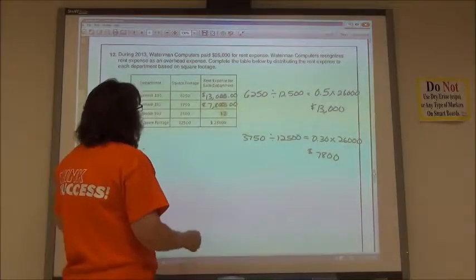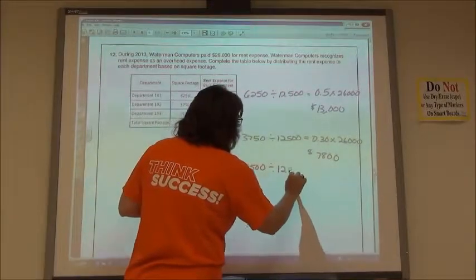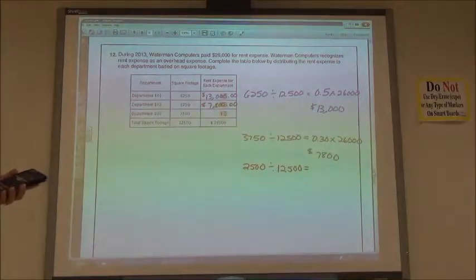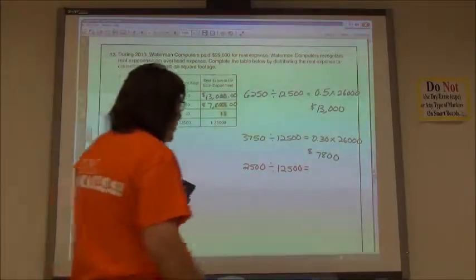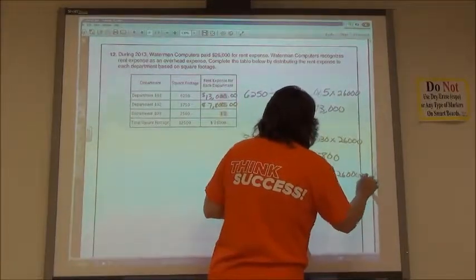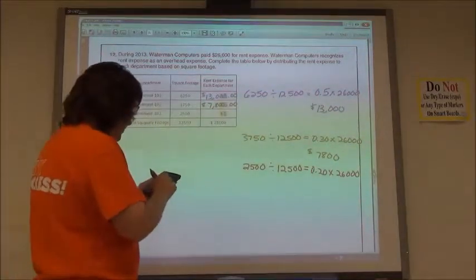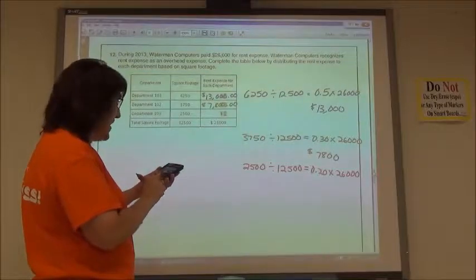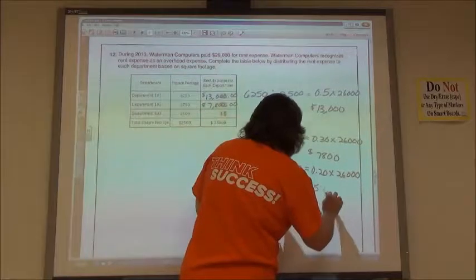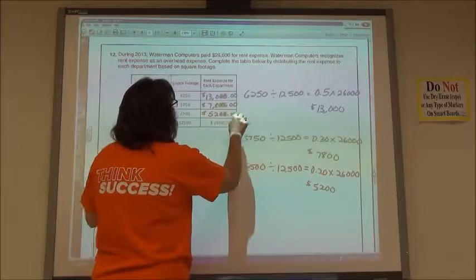And then Department 103, their square footage is 2,500. The total square footage is 12,500. So if we take 2,500 divided by 12,500, we get 20%. So 20% of the rent of 26,000. 20% times 26,000, 5,200. So their portion of the rent, $5,200.